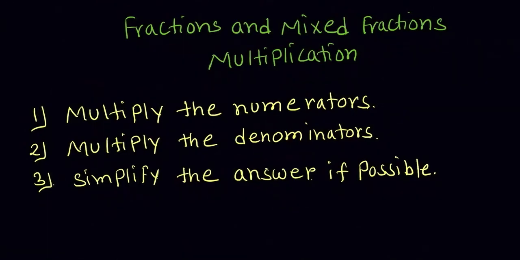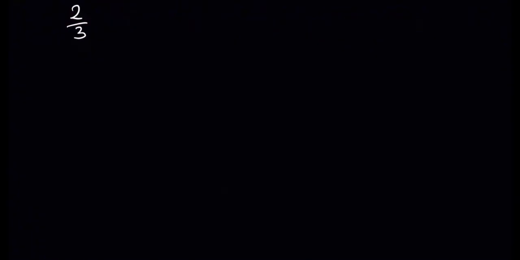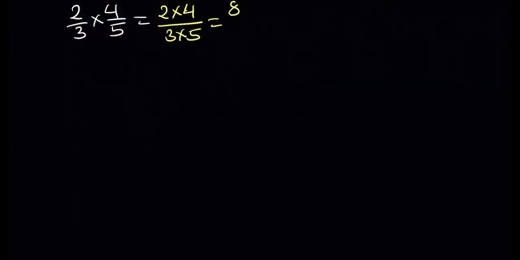Okay, so let's take our example. 2 by 3 into 4 by 5 equals 2 into 4, 3 into 5. 2 fours are 8, 3 fives are 15. So our answer is 8 by 15. Here we multiply the numerators and then multiply the denominators. So our answer is 8 by 15.